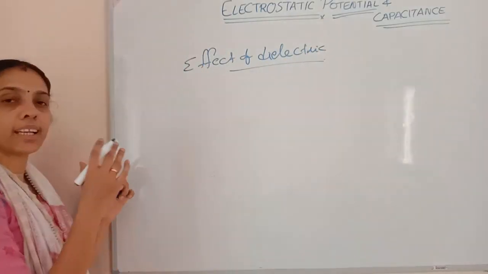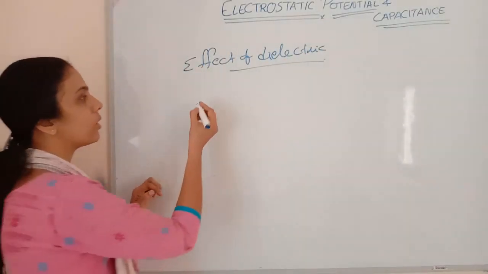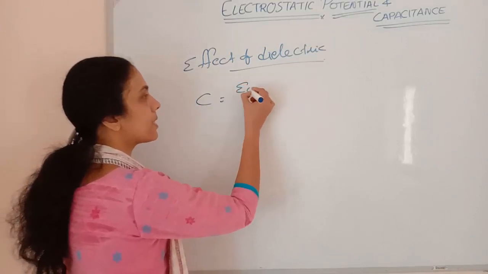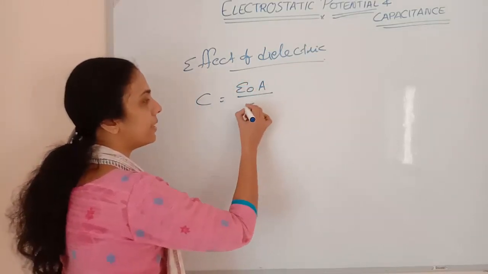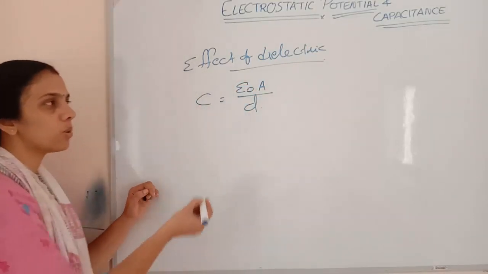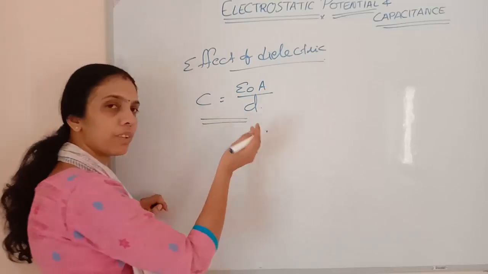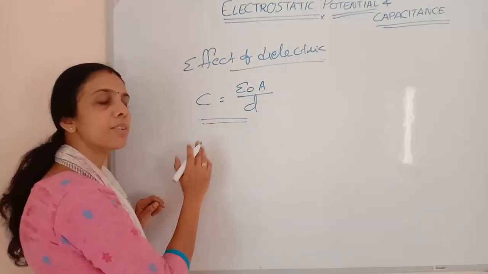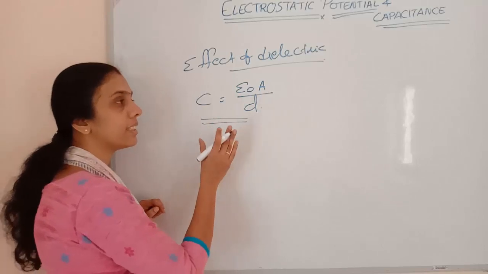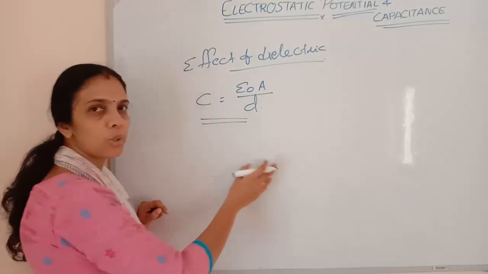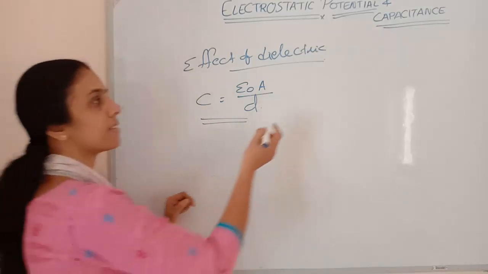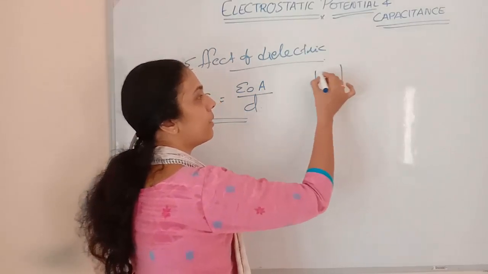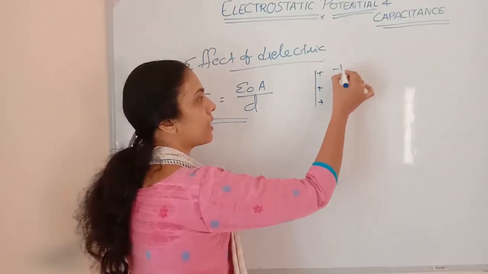So if the dielectric was not there, then we got the capacitance as epsilon 0 A by D. Okay, so how did we come to this conclusion? First we found out the electric field. So if a dielectric is present inside that, what will happen? As I said yesterday, these are positive charges and negative charges.